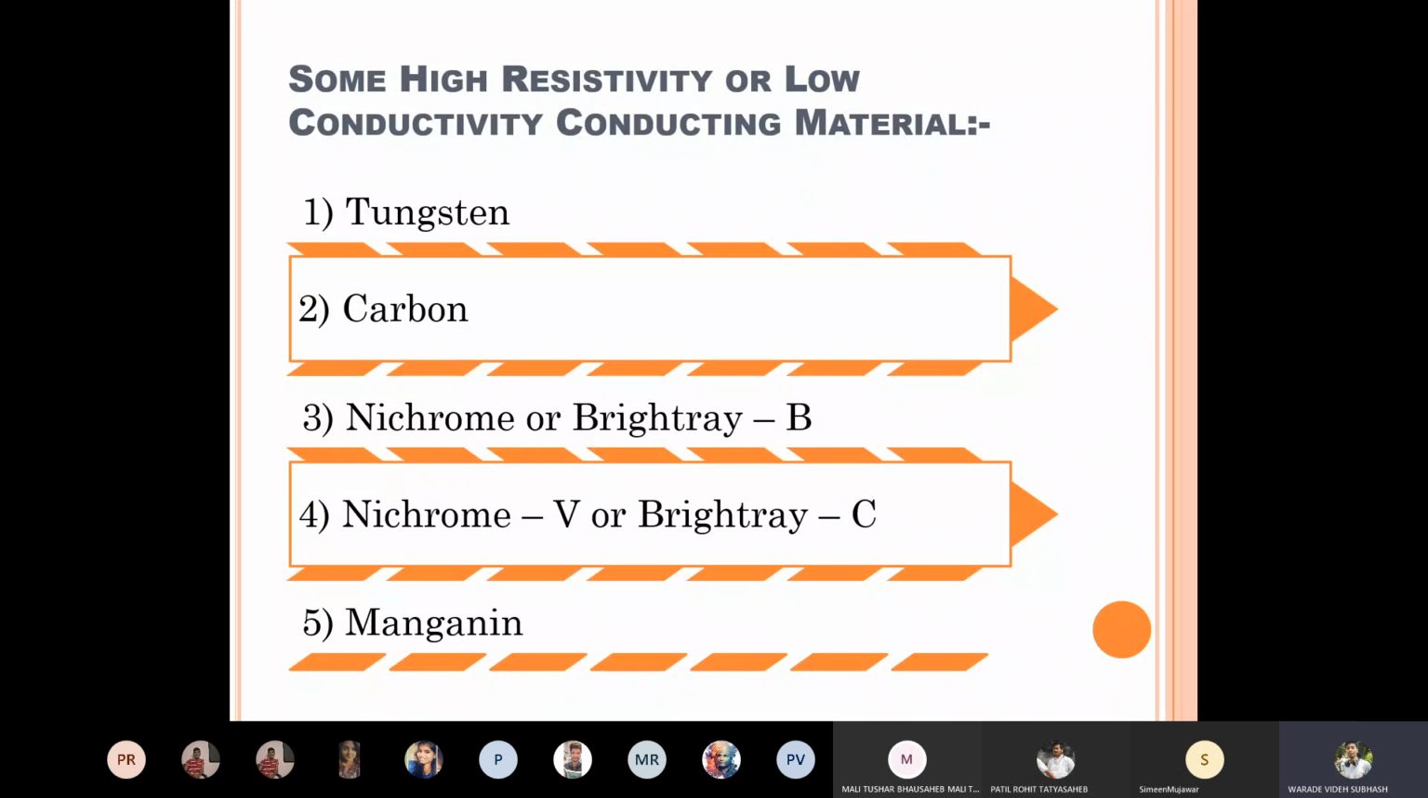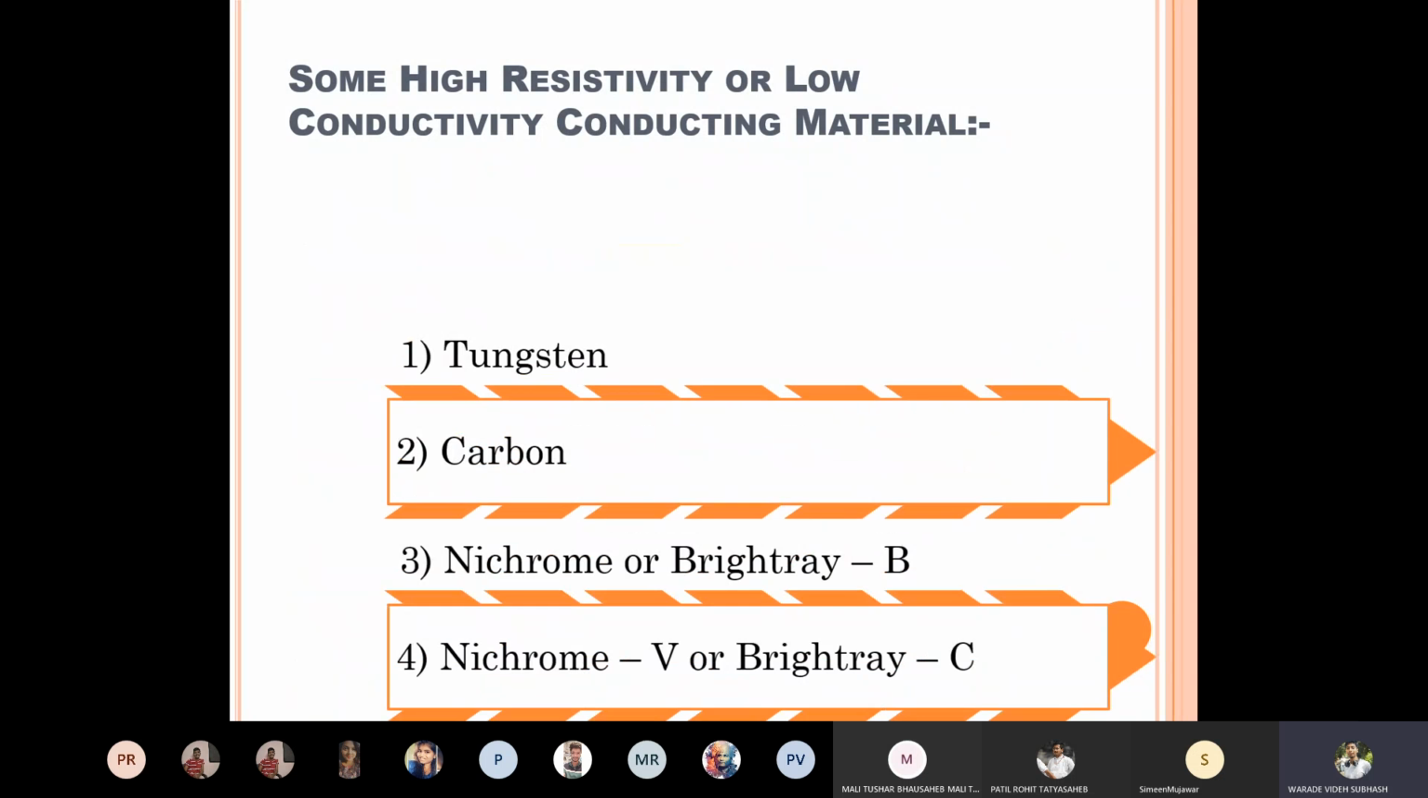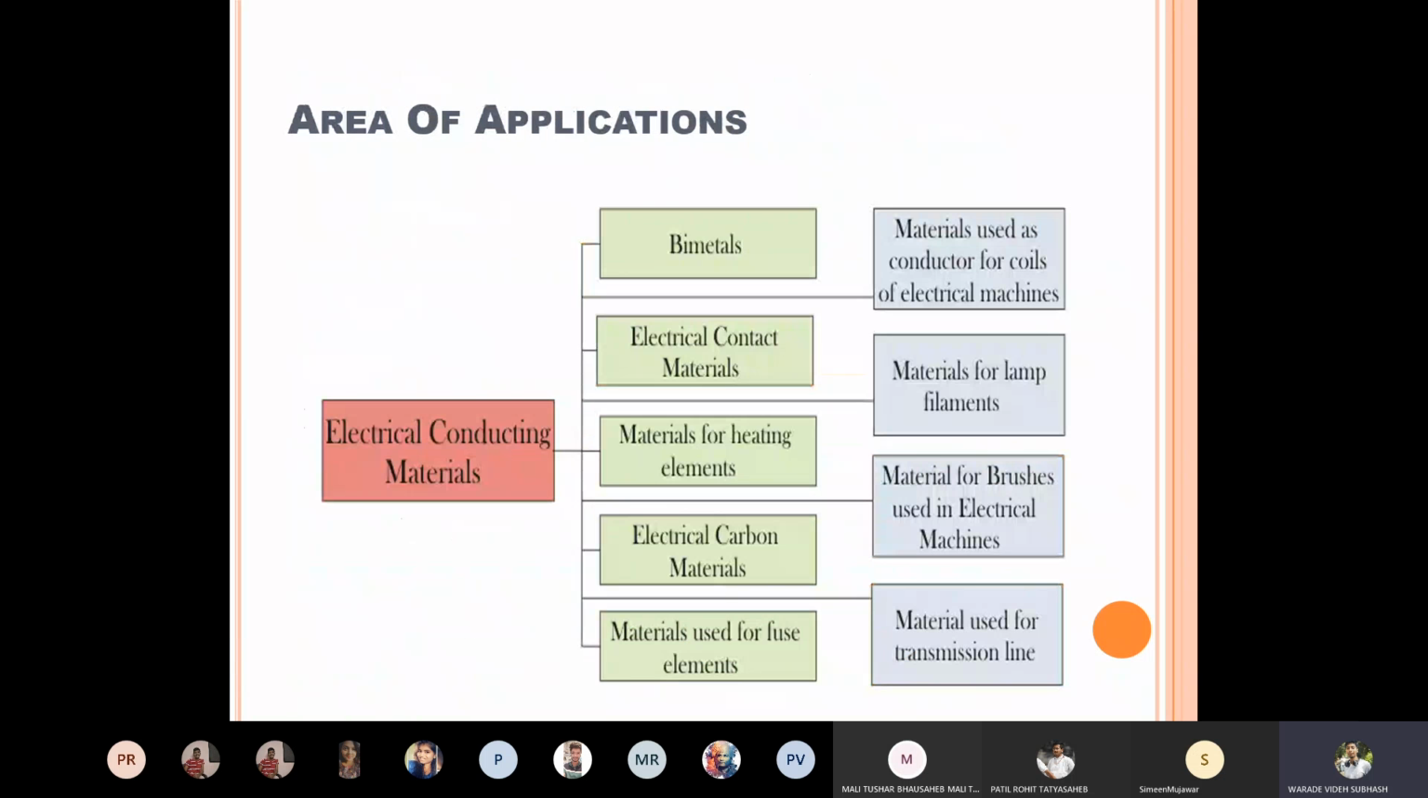Carbon: we have seen carbon in cells used in clocks, and mobile batteries also have carbon. Nichrome, Nichrome V or Nichrome C, and manganese. Here are the areas of application of electrical conducting materials. You can see the areas of application here, and this is the flow chart of the areas of application. So we will move forward.